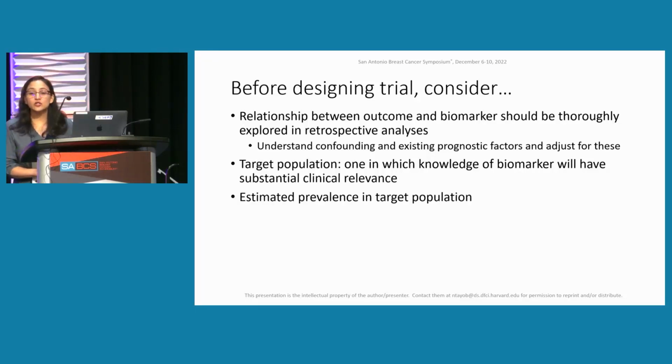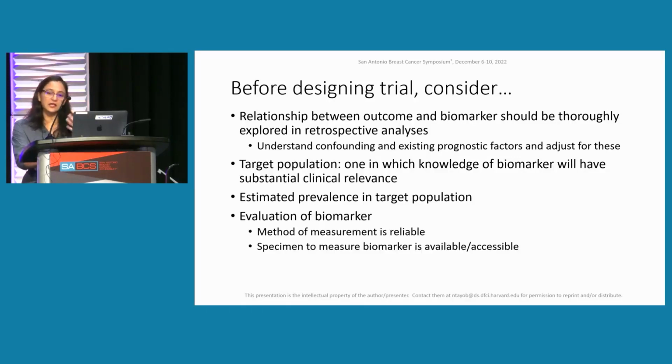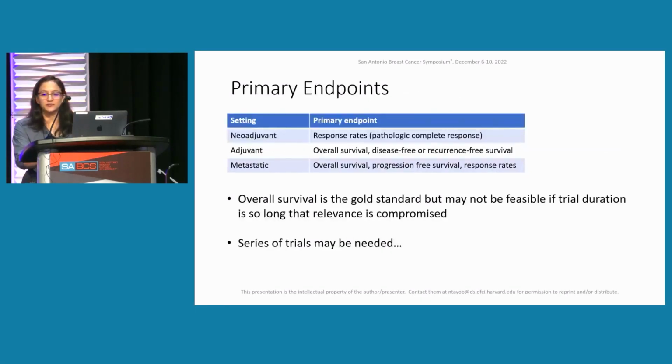And then we also need to understand the estimated prevalence of the biomarker in the target population. That again impacts how big the study needs to be. And again, the evaluation of the biomarker: is the method of measurement reliable, and is the specimen accessible?